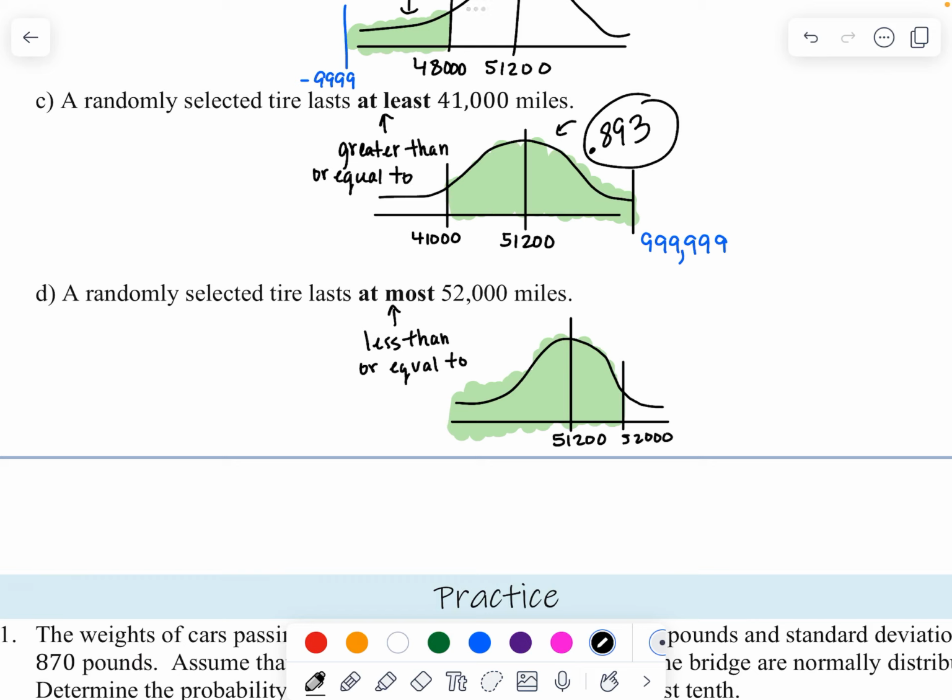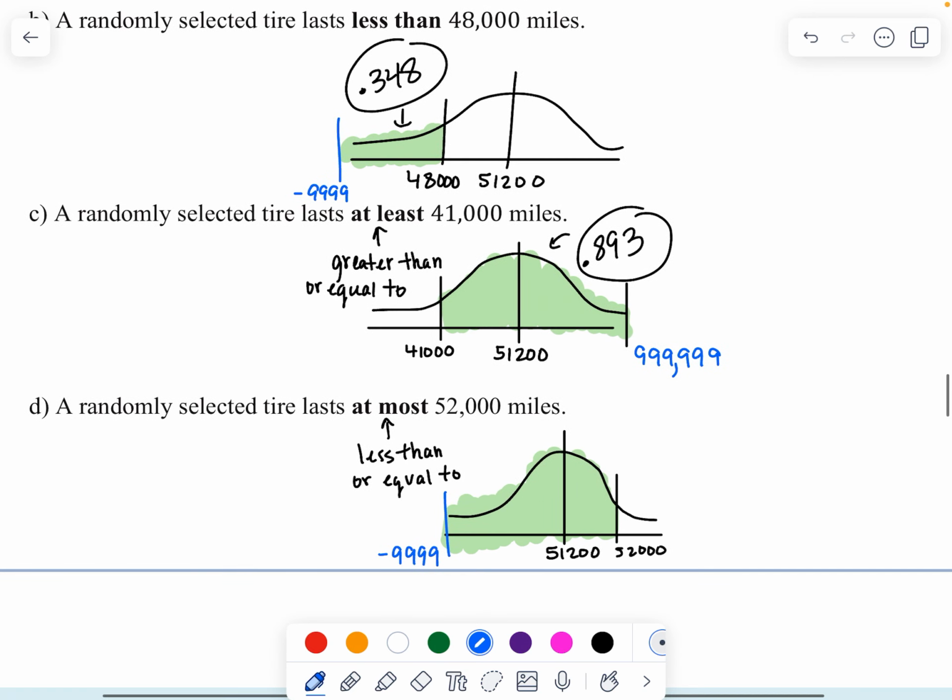Okay. So for this question, we're missing a lower bound similar to part B. And it is okay to use negative 9,999, just like it was in part B, because that is much smaller than the numbers in the distribution. It just wasn't appropriate to use 9,999 as an upper bound because it wasn't big enough.